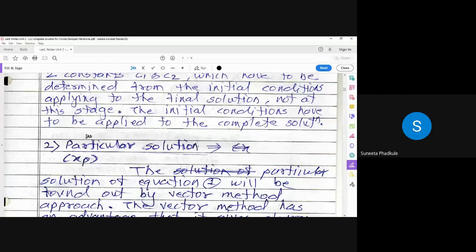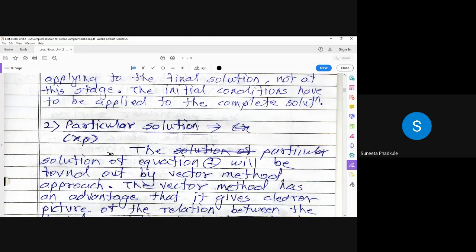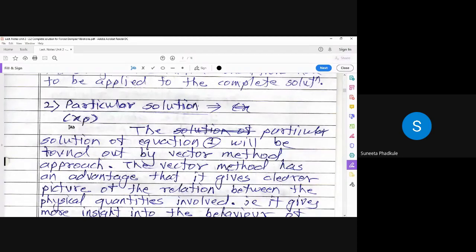The complementary function xc is given by xc is equal to A2 into e raised to minus zeta omega n t into sine of square root of 1 minus zeta square into omega n t plus phi 2, where A2 and phi 2 are the two constants. Now today we are going to study the particular solution xp in detail.